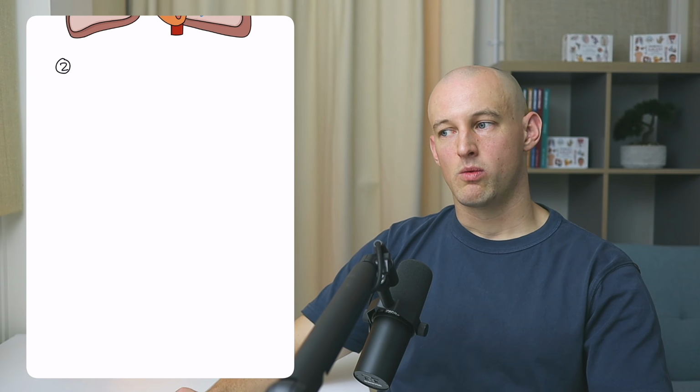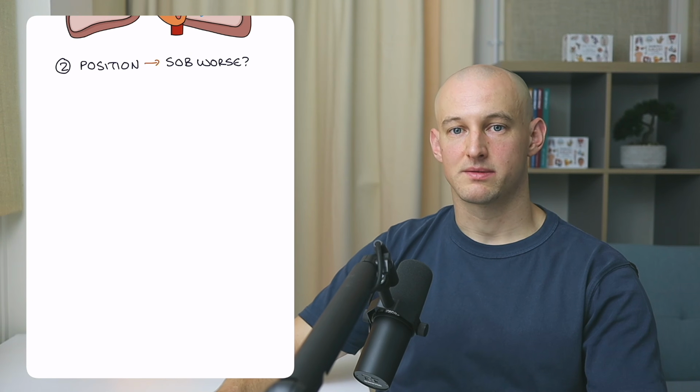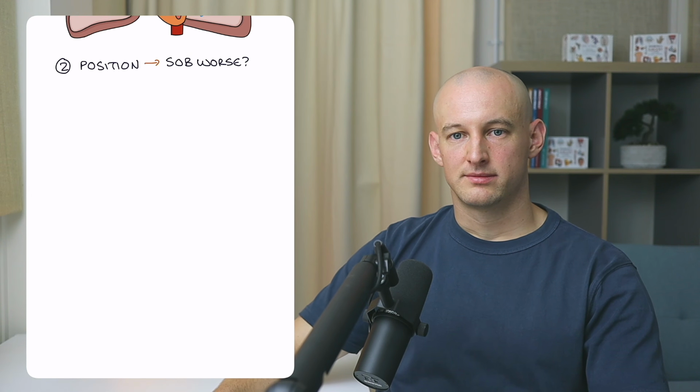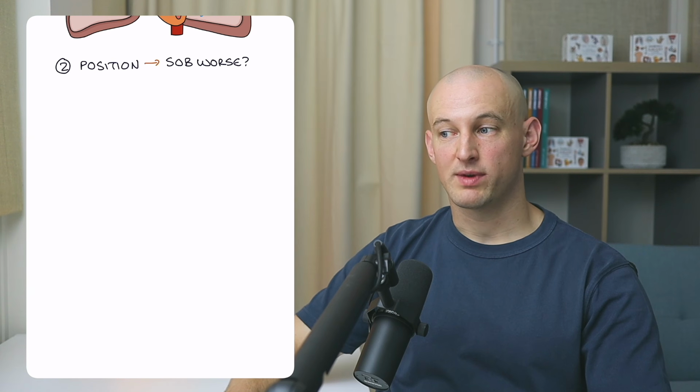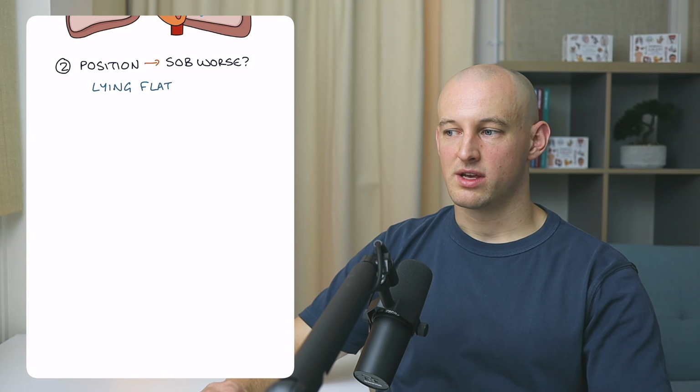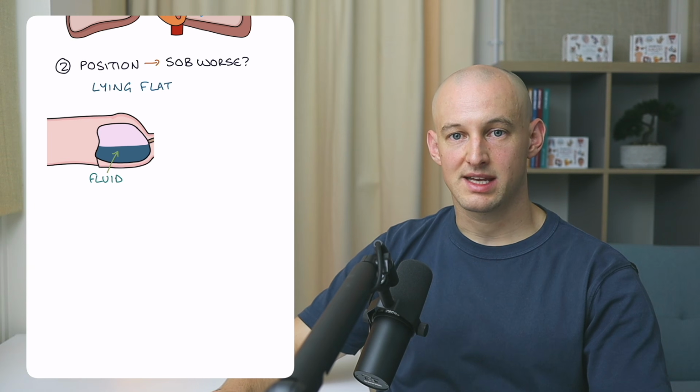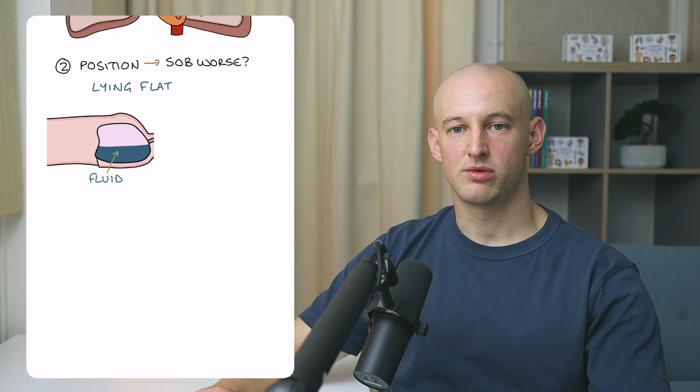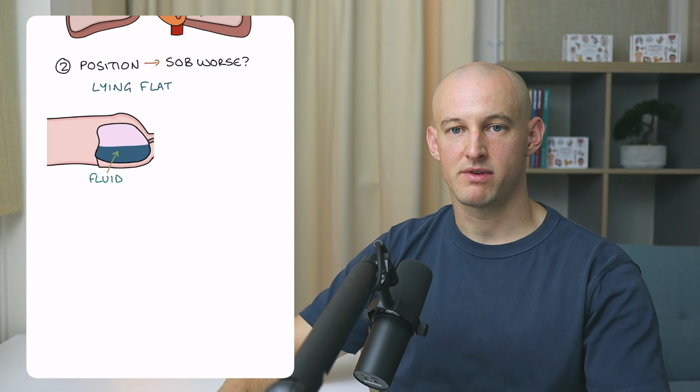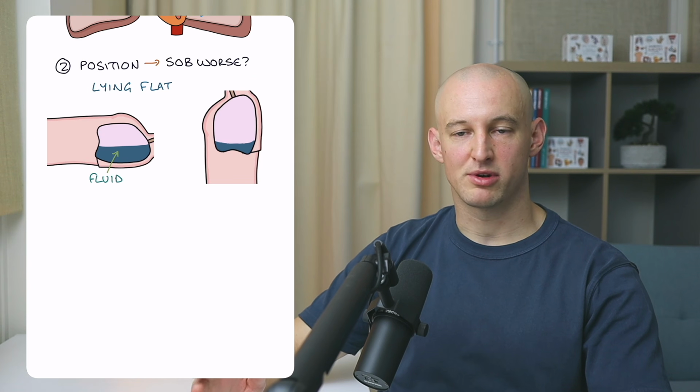Question 2. What position makes her shortness of breath worse? Her shortness of breath will be worse when she's lying flat. So if you imagine the fluid will sink to the bottom with gravity, if she's lying flat, the fluid will affect a greater surface area of her lungs. And if she's sitting up or standing up, it will only affect a smaller area.